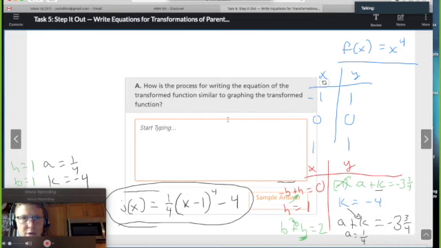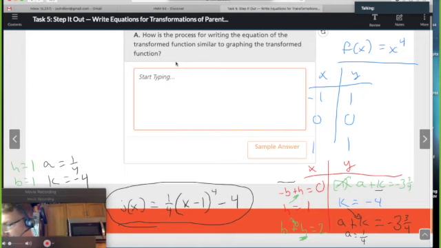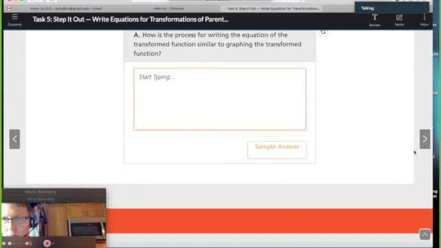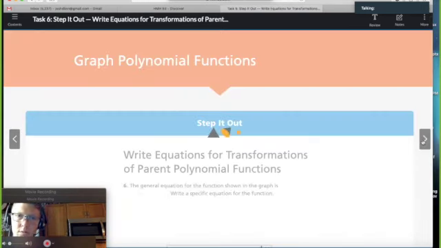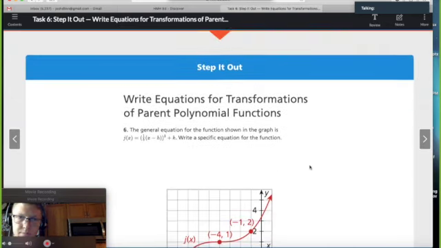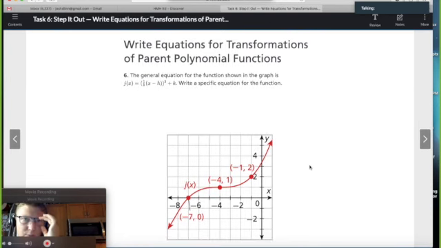So this process of writing the equation of the transform function is similar to graphing the transform function. Again, all of these different numbers mean different things for the transformations of the function, so it should seem pretty familiar. So again, this is just another example, except this time we are using an odd function as opposed to an even function.